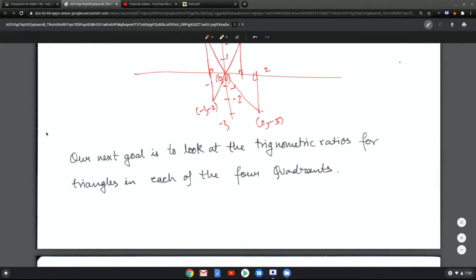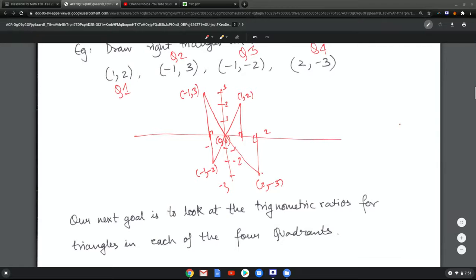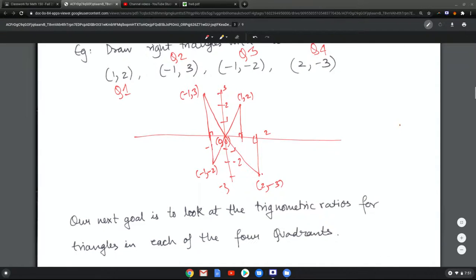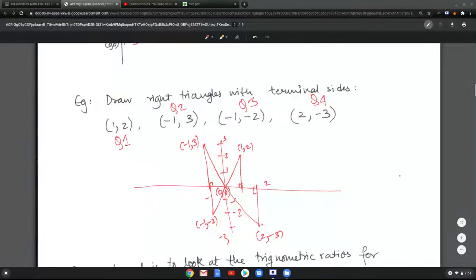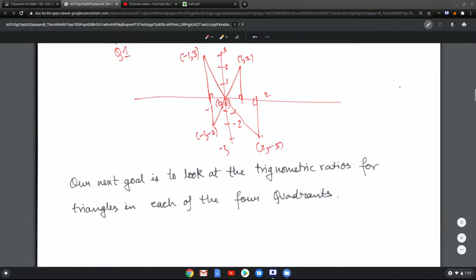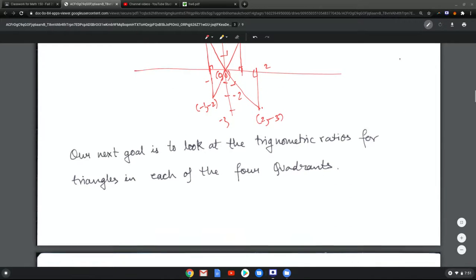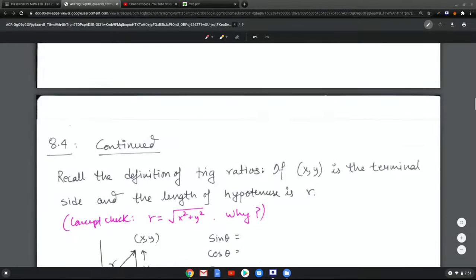So far, we've looked at a few of what you can consider prereqs for this topic. We saw how angles are measured. We saw what a coordinate system is. We saw the four quadrants, how the x and y values behave. We learned about terminal sides and how we can identify which quadrant the triangle lies in. Our next goal is to look at each of these four quadrants and see how the ratios behave.